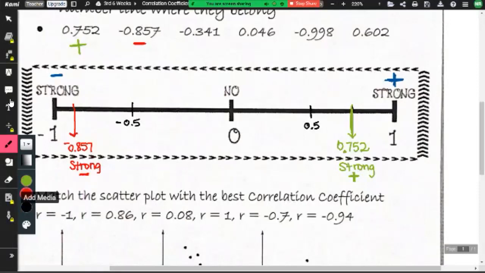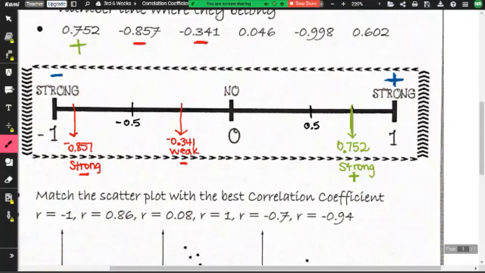The next one, negative 0.341. First thing, it's what? Negative. So we're going to go to the left side. Now, 0.341, is it going to be on the left or the right of the 0.5? Right here. So I'm assuming it's going to be somewhere right in the middle. I'm going to bring that down. Negative 0.341. That's where that would fall, from 0 to negative 1. Now, let's describe it. Is it weak or strong? It is a weak relationship. Weak, but also negative. Weak negative correlation.